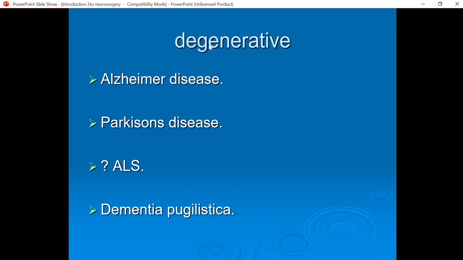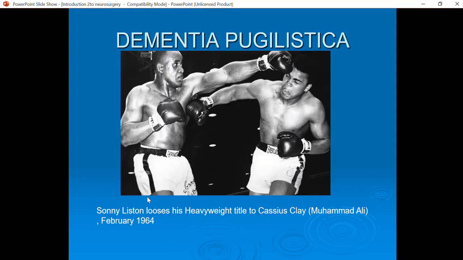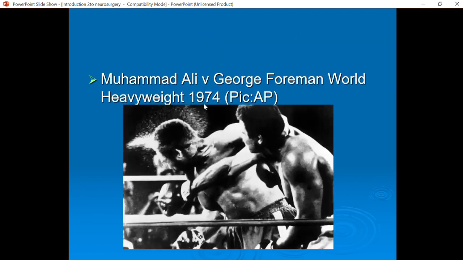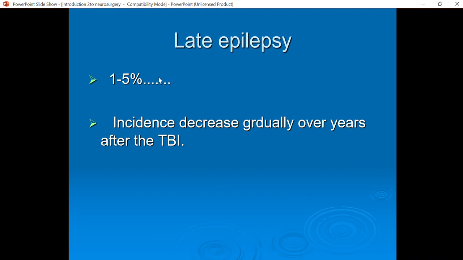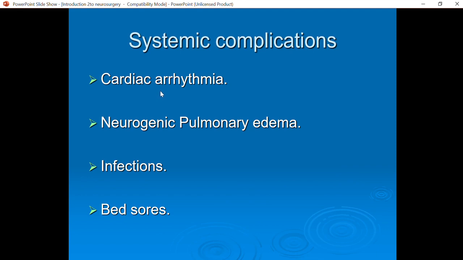Another possible complication of head injury is degenerative CNS diseases like Alzheimer's disease, Parkinson's, amyotrophic lateral sclerosis, and dementia pugilistica, which is seen in boxers, and the story of Muhammad Ali is well known. These are not easy blows, and I'm sure you have seen many boxers with these diseases. Late epilepsy can develop in 1 to 5% of the cases. And this is the last slide.